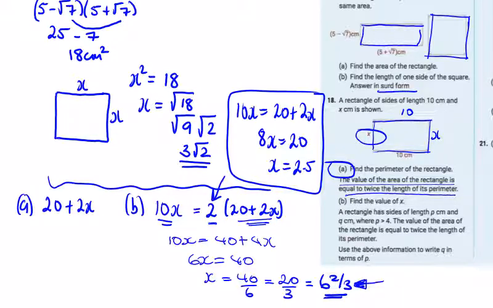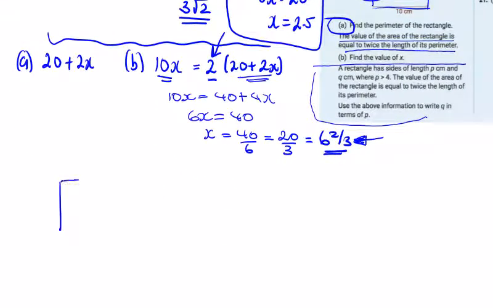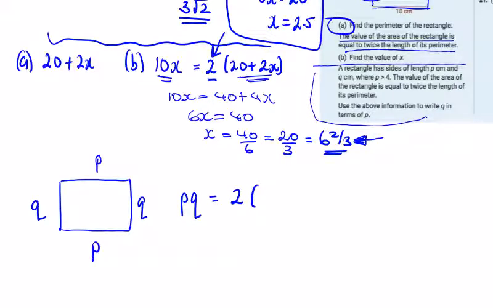Okay, let's look at, it's kind of awkward that this part here is not part B. So a rectangle has sides of length P and Q. Okay, we're going to do a sketch here. A rectangle P and Q. And P is greater than 4. The value of the area of the rectangle, so PQ, so it looks like it's setting up the previous part, is equal to twice the length of its perimeter. Twice the perimeter is twice 2P plus 2Q.